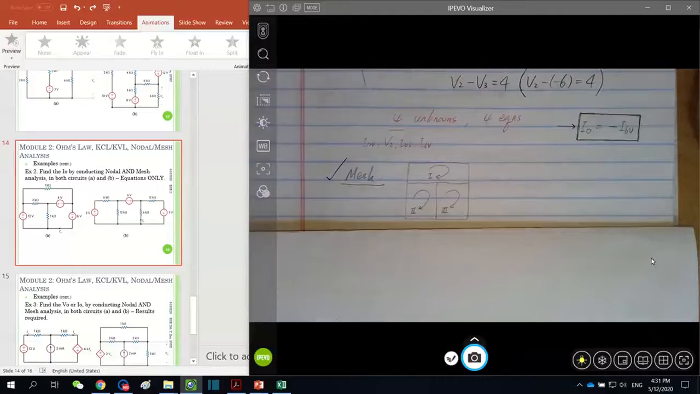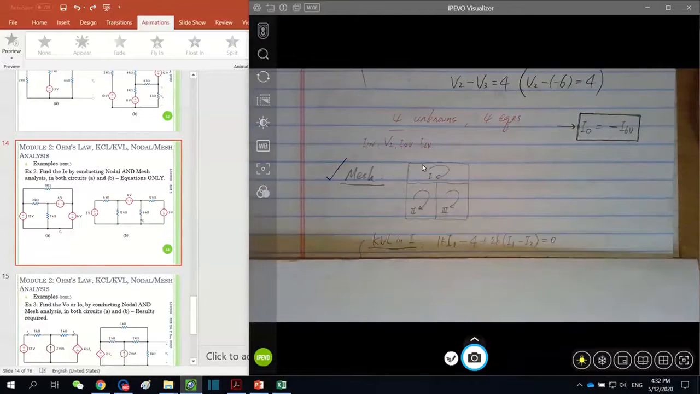Now, for the same circuit, let's apply mesh. Three meshes, obviously. I call these 1 here, 2, and 3 here. For mesh 1 we have current I1, for mesh 2 current I2, and so on. For mesh 1, we have the KVL like this.